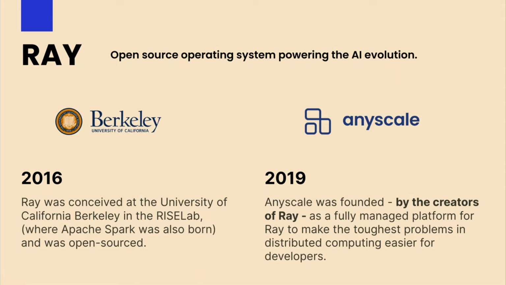So Ray is an open source project that was first conceived at the University of California, Berkeley in the RISE lab. Coincidentally, this is also where Apache Spark was born. And this remains an open source project. The goal for Ray is to build an open source operating system powering AI applications.